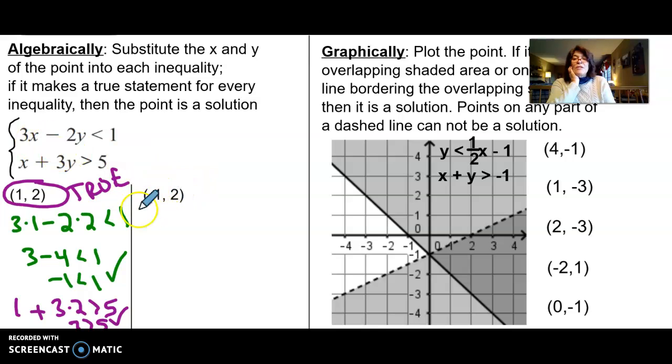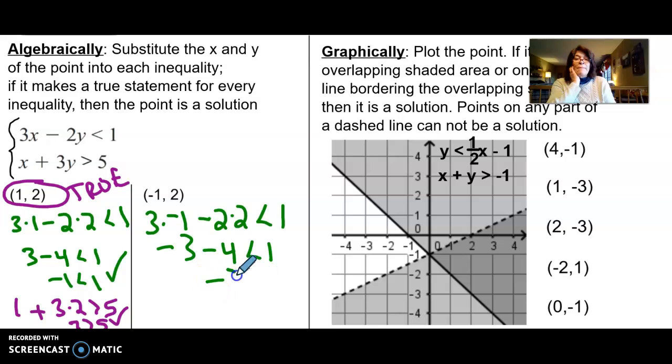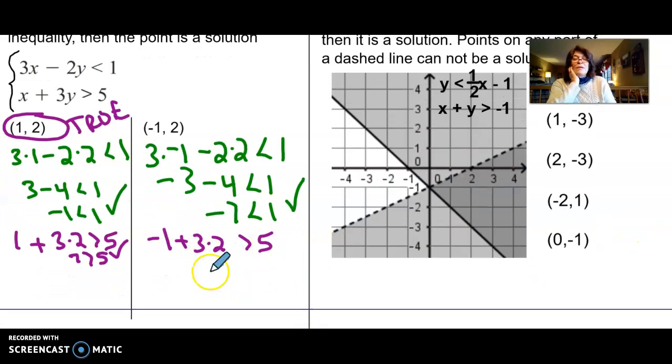Let's try -1, 2. I'll put -1 in for X and 2 in for Y and see if I get something less than 1. -3 - 4, yeah, -7 is less than 1. Let's try putting -1 in for X here and 2 in for Y in this equation. See if we get something bigger than 5. -1 + 6 is 5. Is 5 bigger than 5? No. Therefore, this is false. This is not a solution to that system.